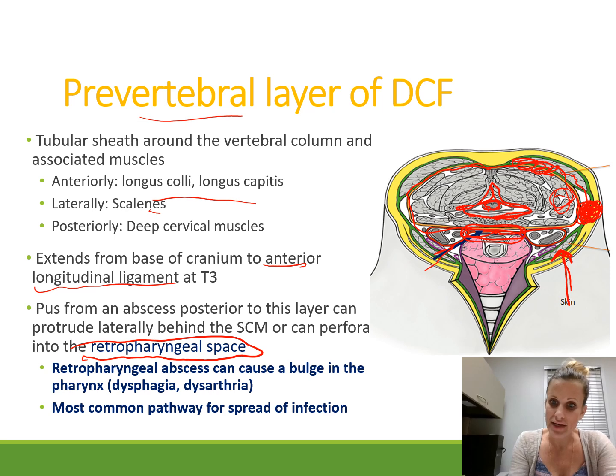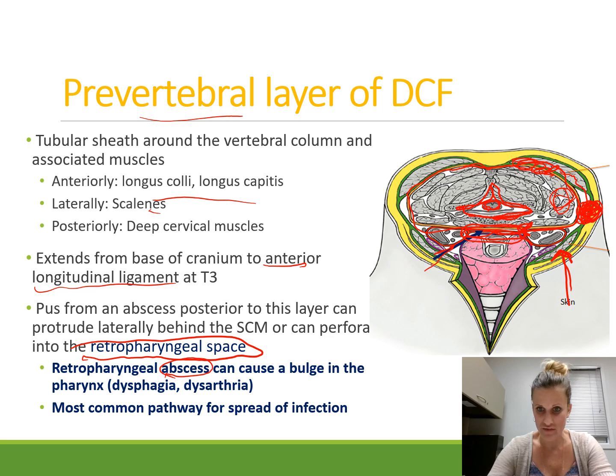Or the pus can actually make its way around to the anterior region, and it can perforate into this retropharyngeal space. A retropharyngeal abscess, right, a collection of pus in that retropharyngeal space, is a problem because it will push forward or bulge into the pharynx. The pharynx is the throat, right? And all of that is passing through right here. So right above the esophagus.